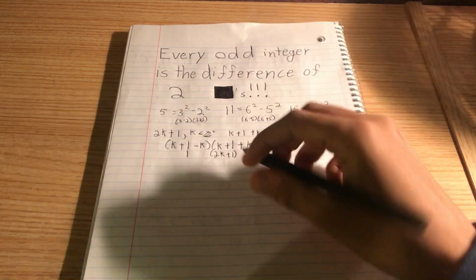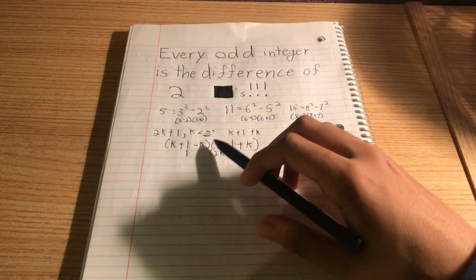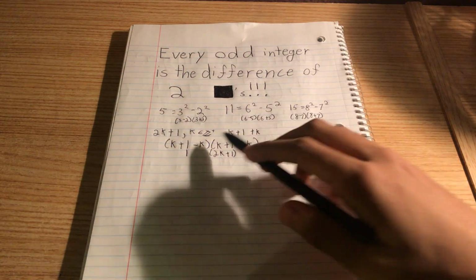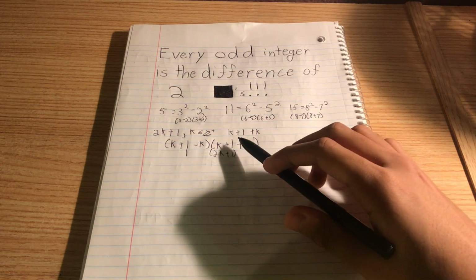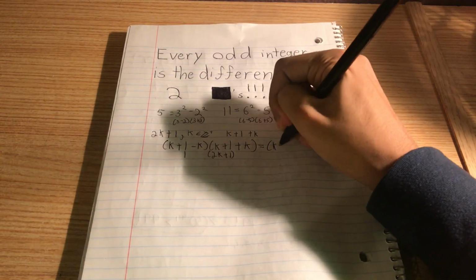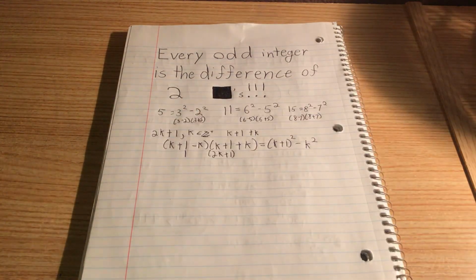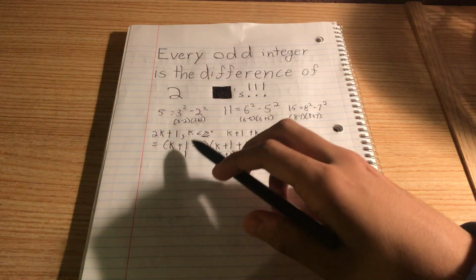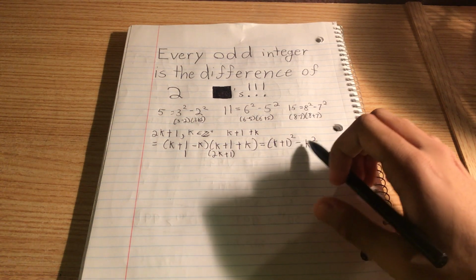So we're kind of going backwards here, but I just want to make sure you realize this 2k plus 1 is pretty much k plus 1 minus k times k plus 1 plus k. And when you multiply these together, you get back to 2k plus 1. So going back to this, let's go from this step to this step, the actual difference of two squares. So we get k plus 1 squared minus k squared. And that completes it. We get 2k plus 1 is equal to k plus 1 minus k times k plus 1 plus k, which is equal to k plus 1 squared minus k squared.